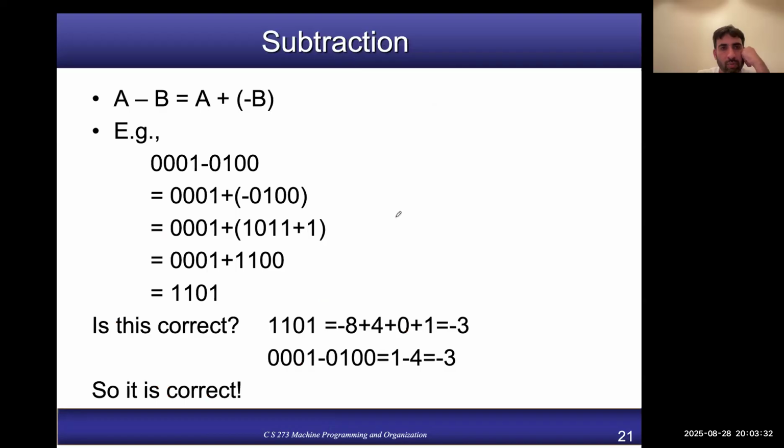Now, what about subtraction? Remember that when we want to subtract two numbers, say a minus b, it is equivalent to adding a plus minus b. You want to add to a the negative of b. For example, in binary, say you have two numbers 0 0 1, and you want to subtract from it another number 0 1 0. You can simply write 0 0 1 plus the complement of 0 1 0.